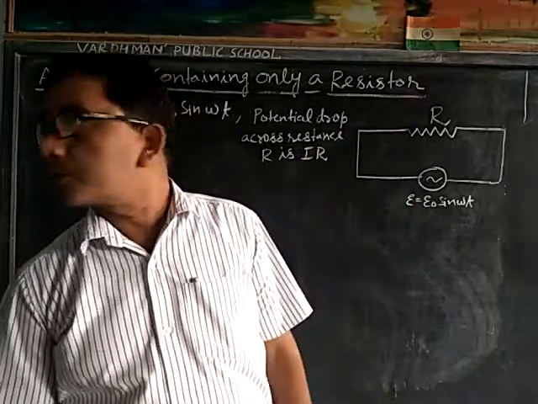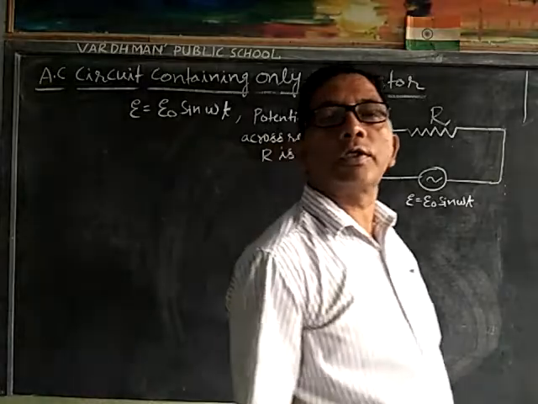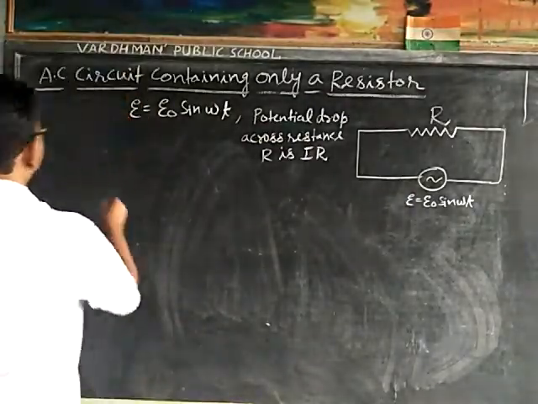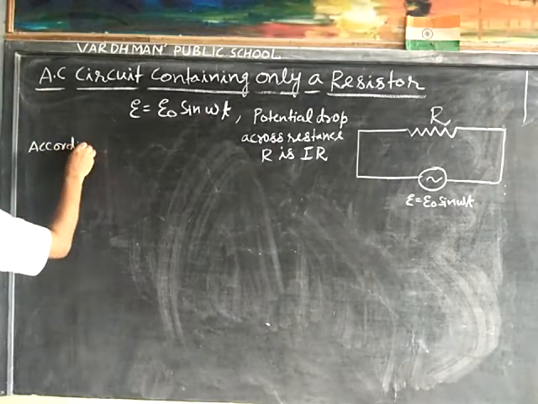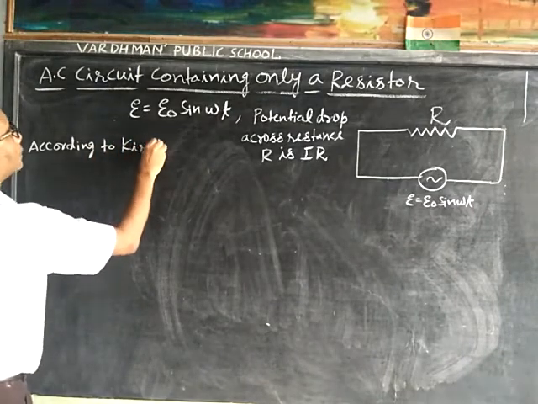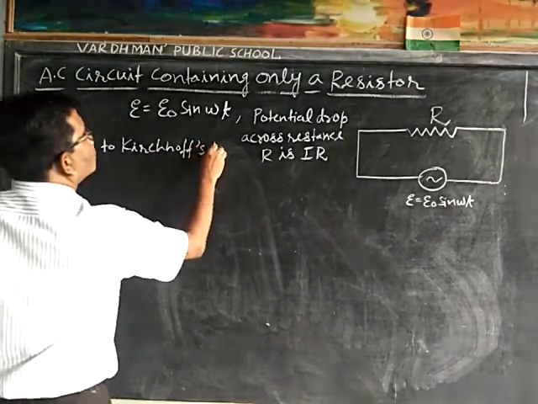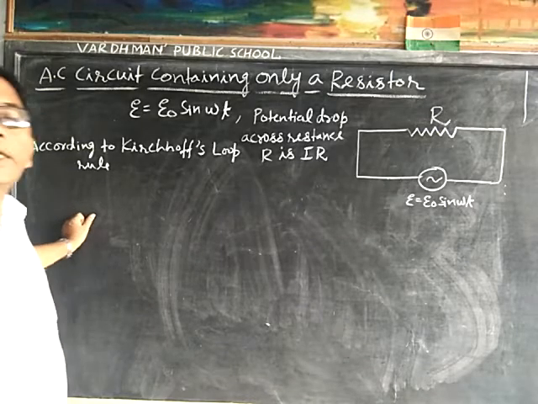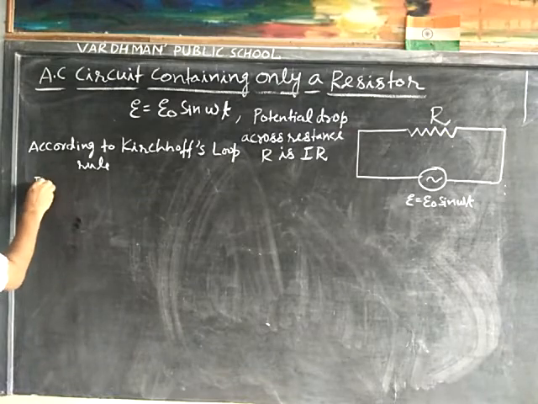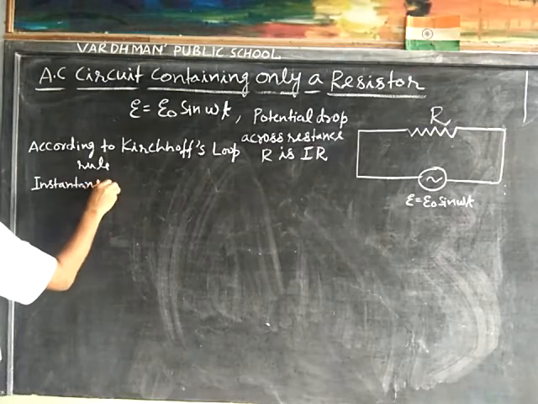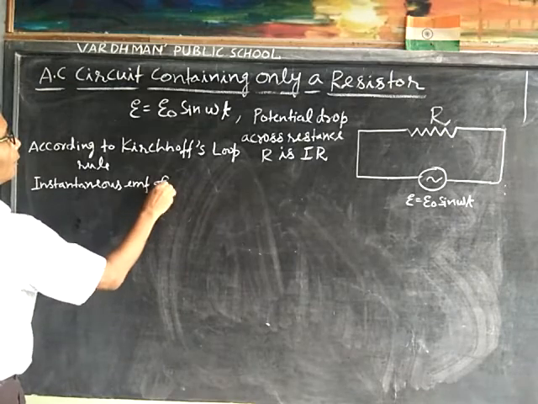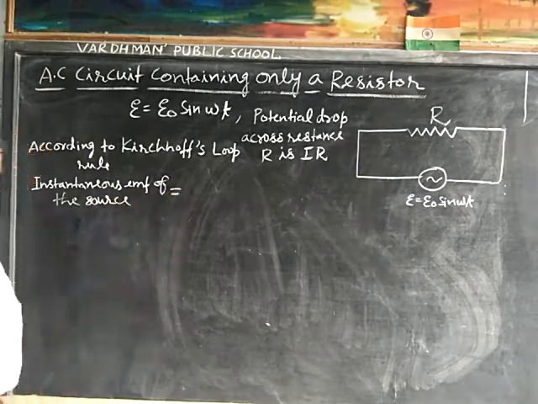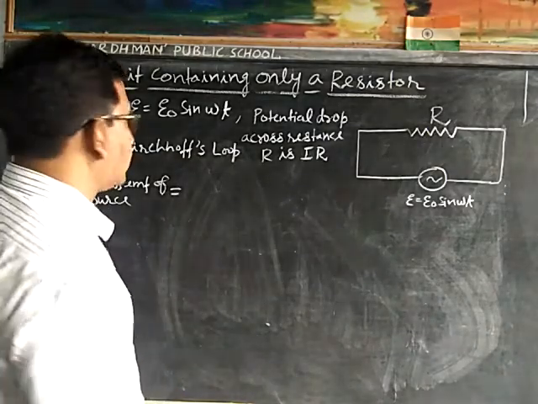Now, according to Kirchhoff's loop rule, the instantaneous EMF of the source is equal to the instantaneous potential difference across the resistance. According to Kirchhoff's loop rule, instantaneous EMF of the source is equal to instantaneous potential difference across R.